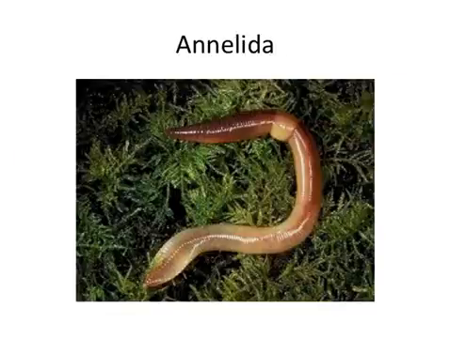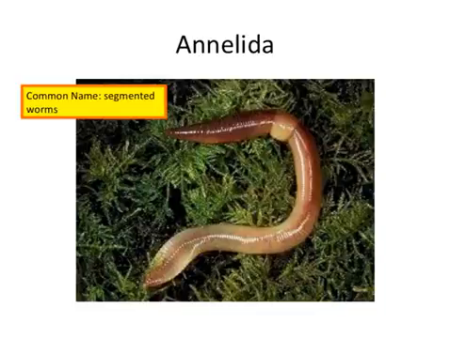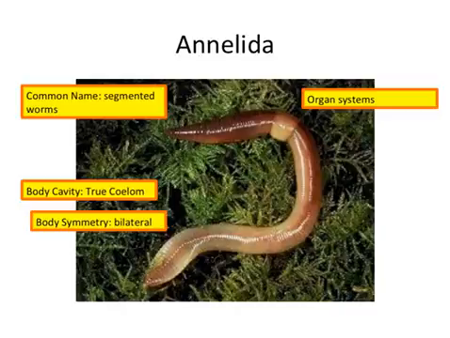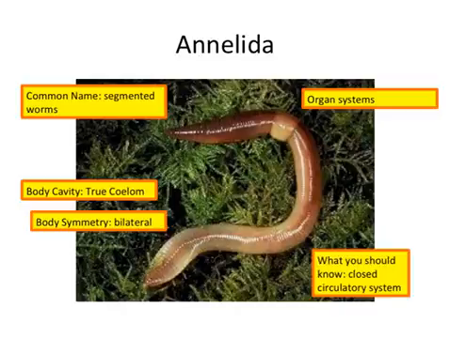Our next phyla is phylum Annelida. The common name for these animals is segmented worms, like earthworms. They have a true coelom, which means they have a cavity, a hole, inside of their body where their organs reside. Their body symmetry is bilateral. They have organ systems, and what you should know is they developed the closed circulatory system, meaning they have a heart with blood vessels and blood enclosed inside of those vessels.